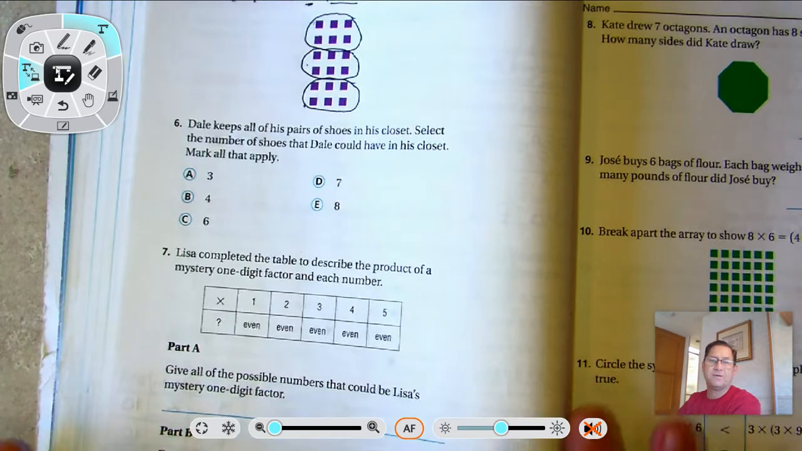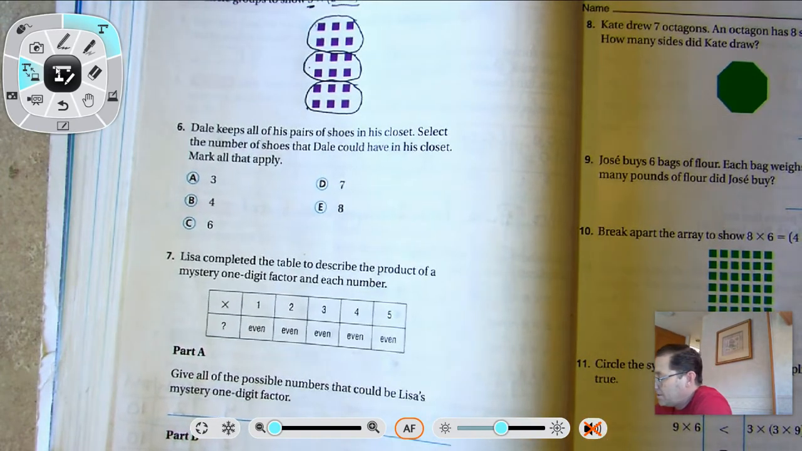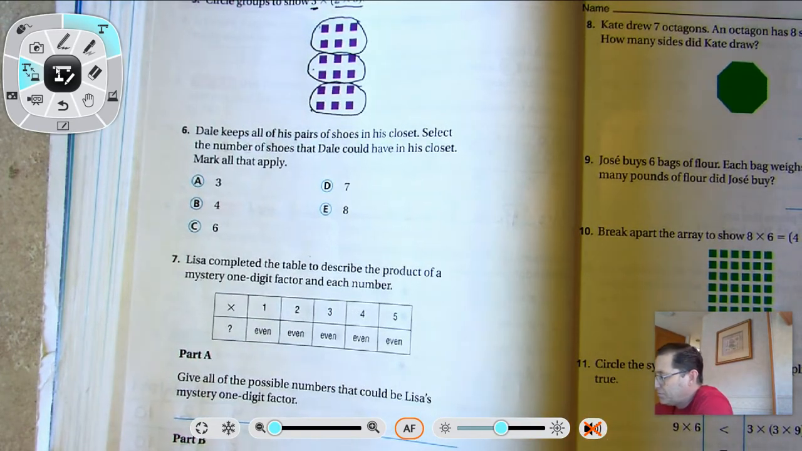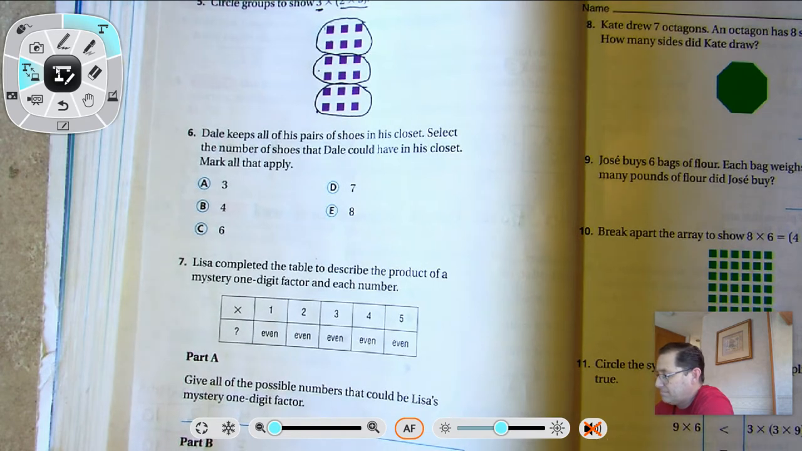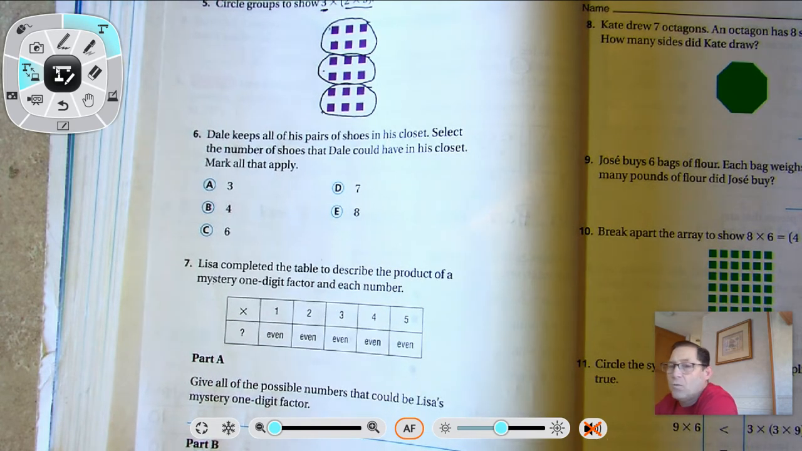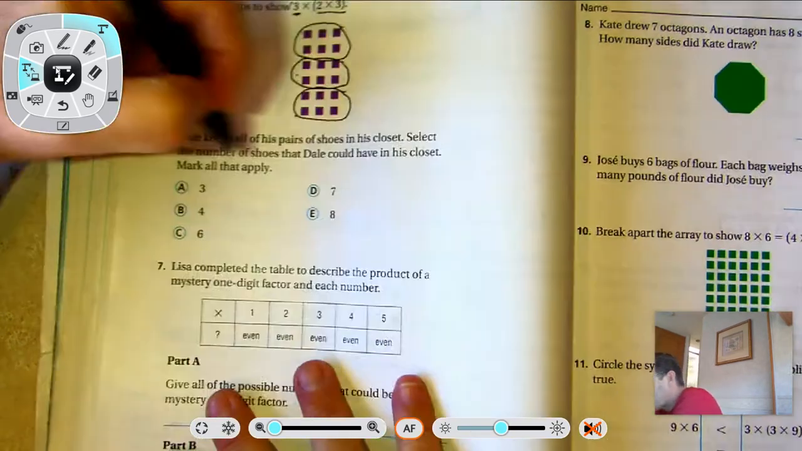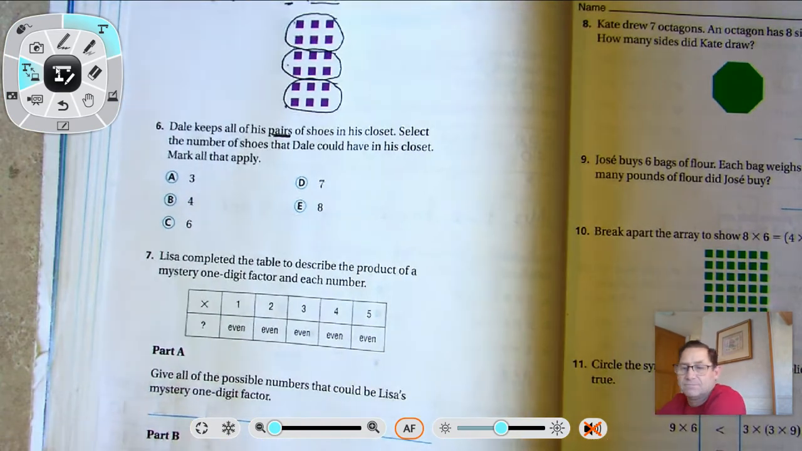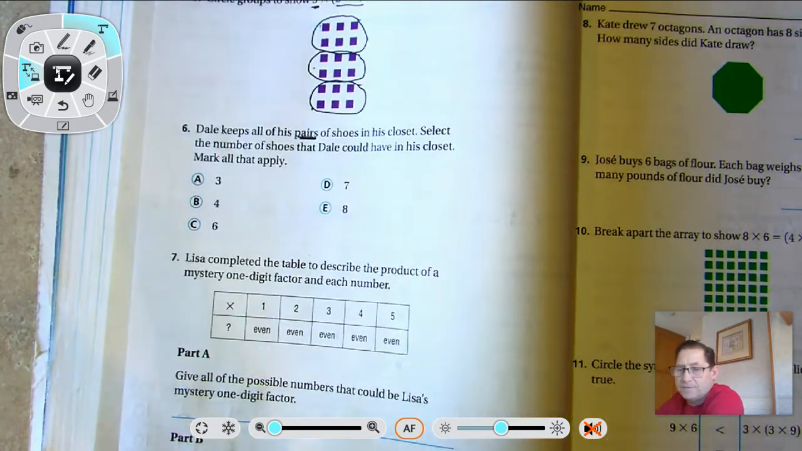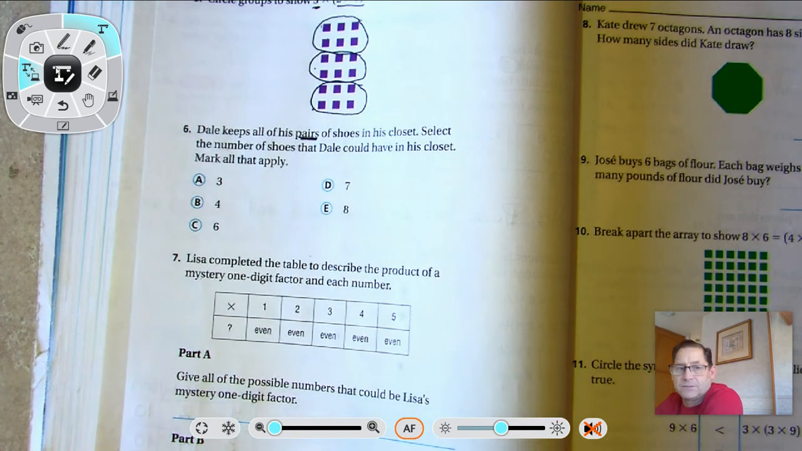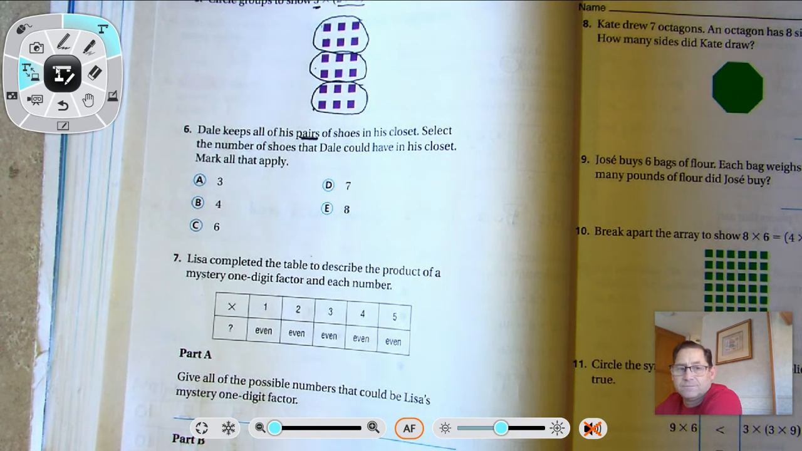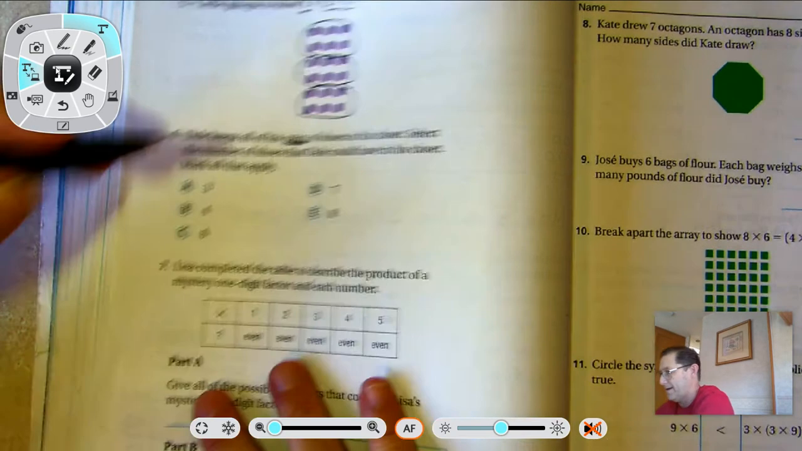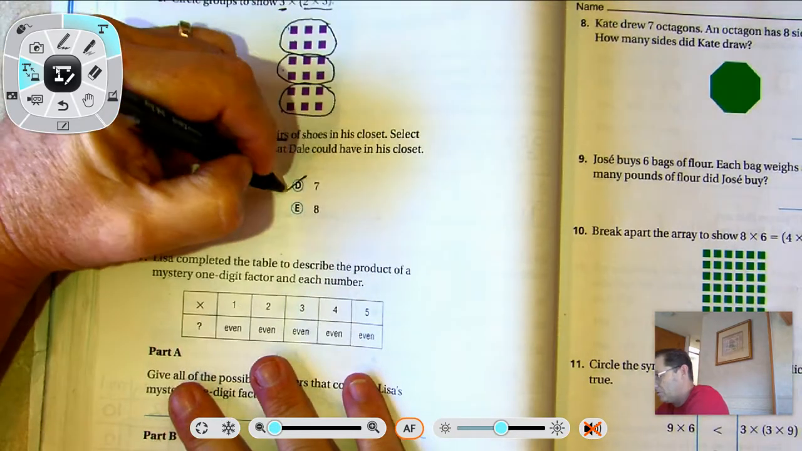Number 6. Dale keeps all of his pairs of shoes in his closet. Select the number of shoes that Dale could have in his closet. Mark all that apply. Well, pairs. Shoes come in pairs of 2, right? All right, so can you have an odd number? No, we can't have odd. So let's eliminate those right now.